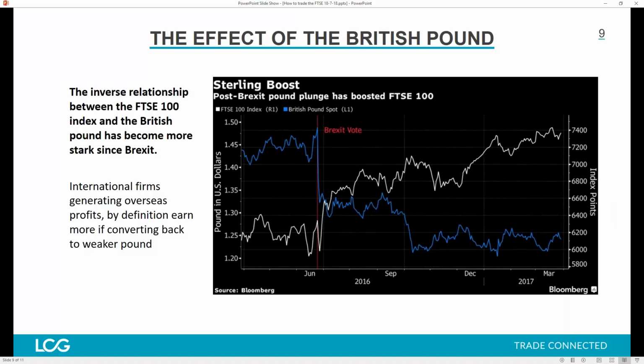So even though the index is sitting near record highs as we speak, still on this kind of basis of historical valuation, we're neither in a bubble or a depression. So we're kind of sitting right in the middle there. So based on the CAPE valuation, the FTSE could still have further to go.